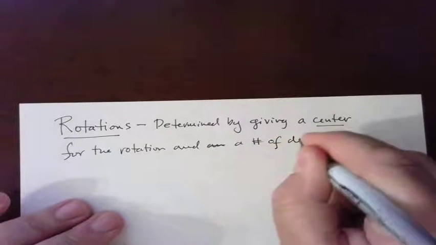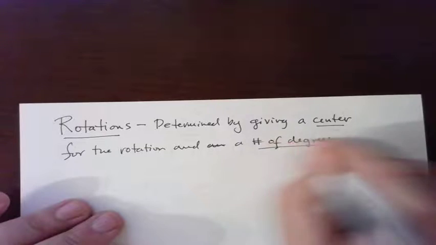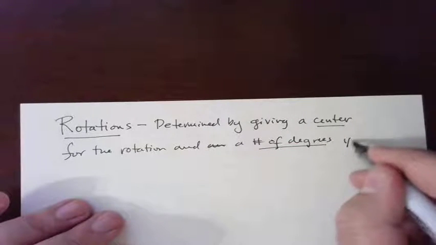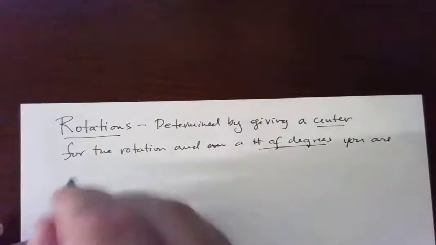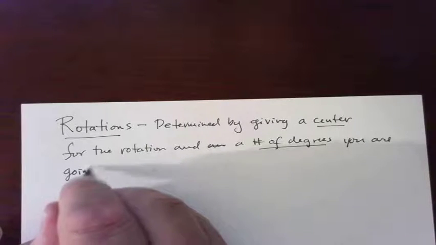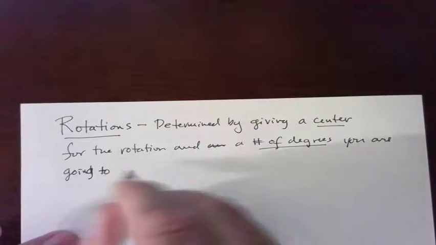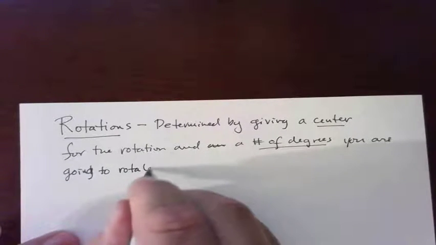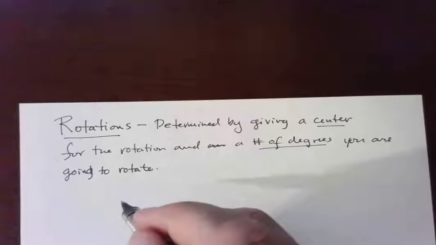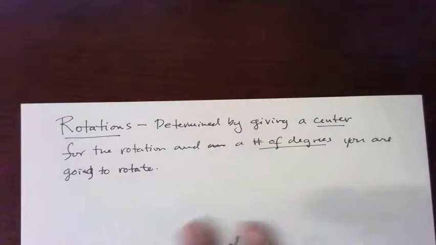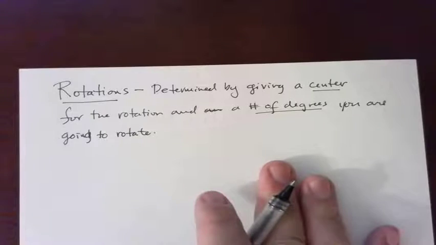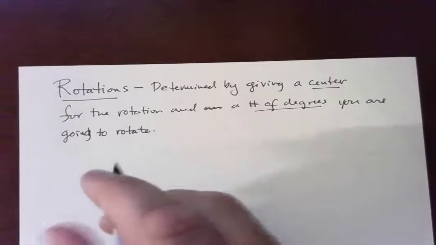And I will usually say so many degrees either clockwise, which goes the way the clock goes, or so many degrees counterclockwise, which goes the other way, against the way the clock goes. So those are the two things you need to know for rotation. So let me show you a couple of examples. These are a lot more work than translations are.